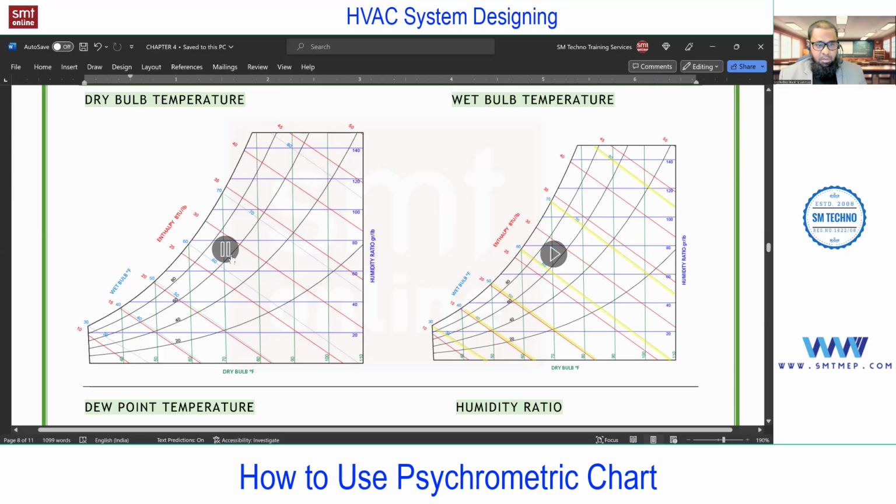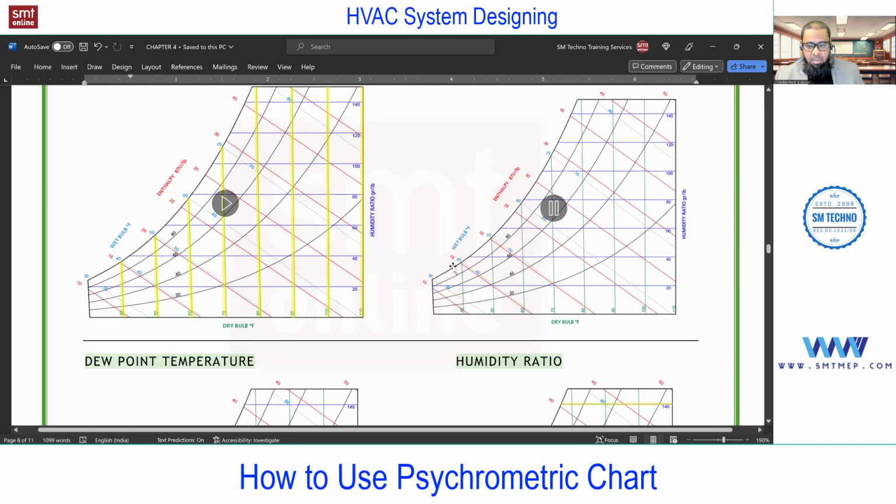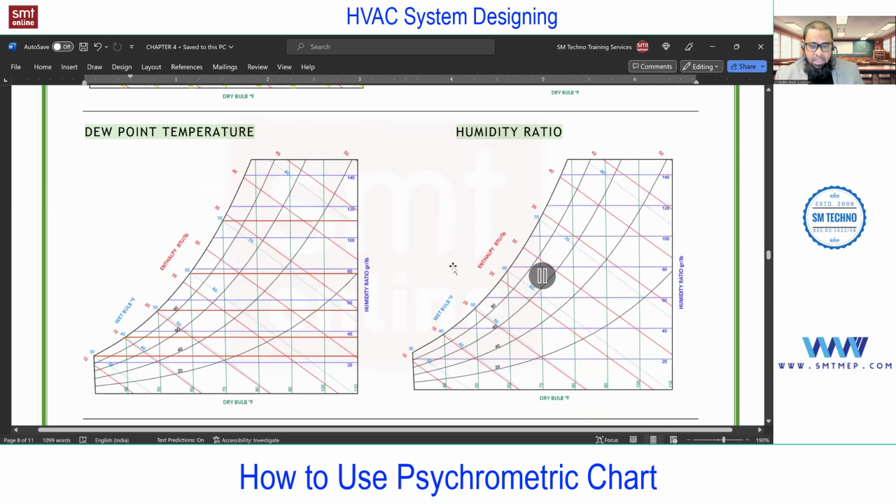Second is what? Dew point temperature. Sorry, wet bulb temperature. Wet bulb temperature you can find on these inclined lines. You can see the highlighted line. The inclined line represents the wet bulb. But don't get confused: the inclined line is for wet bulb as well as for enthalpy, but you'll find 2 different scales.